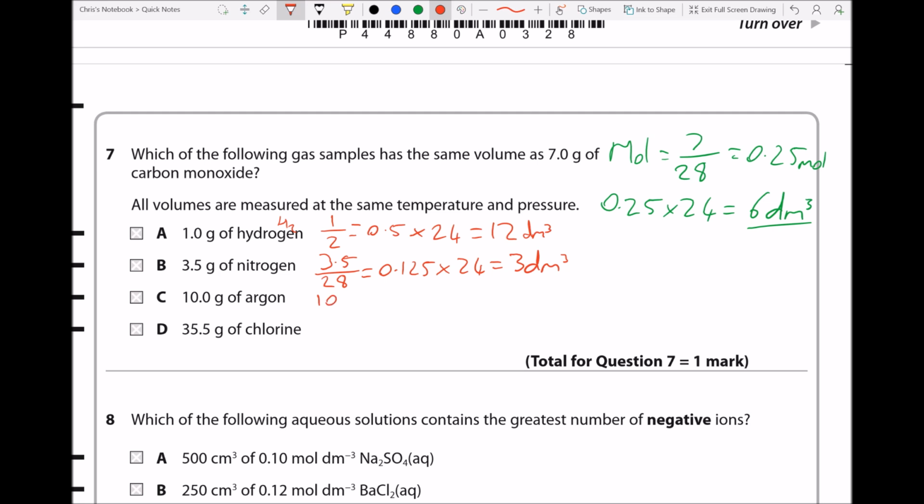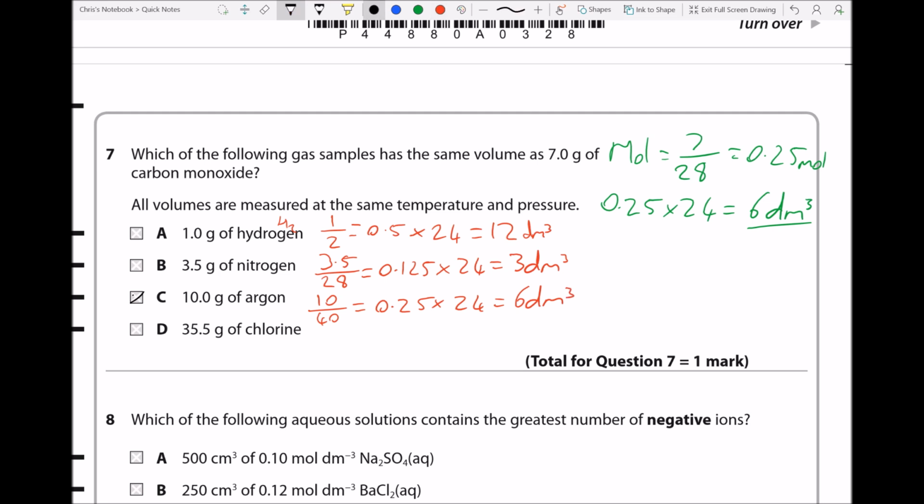This one is going to be 10 divided by the atomic mass of argon, which is 40. You should get 0.25. Times that by 24. And that should give us 6 decimeters cubed, which does match. Spot on. That's our answer there.